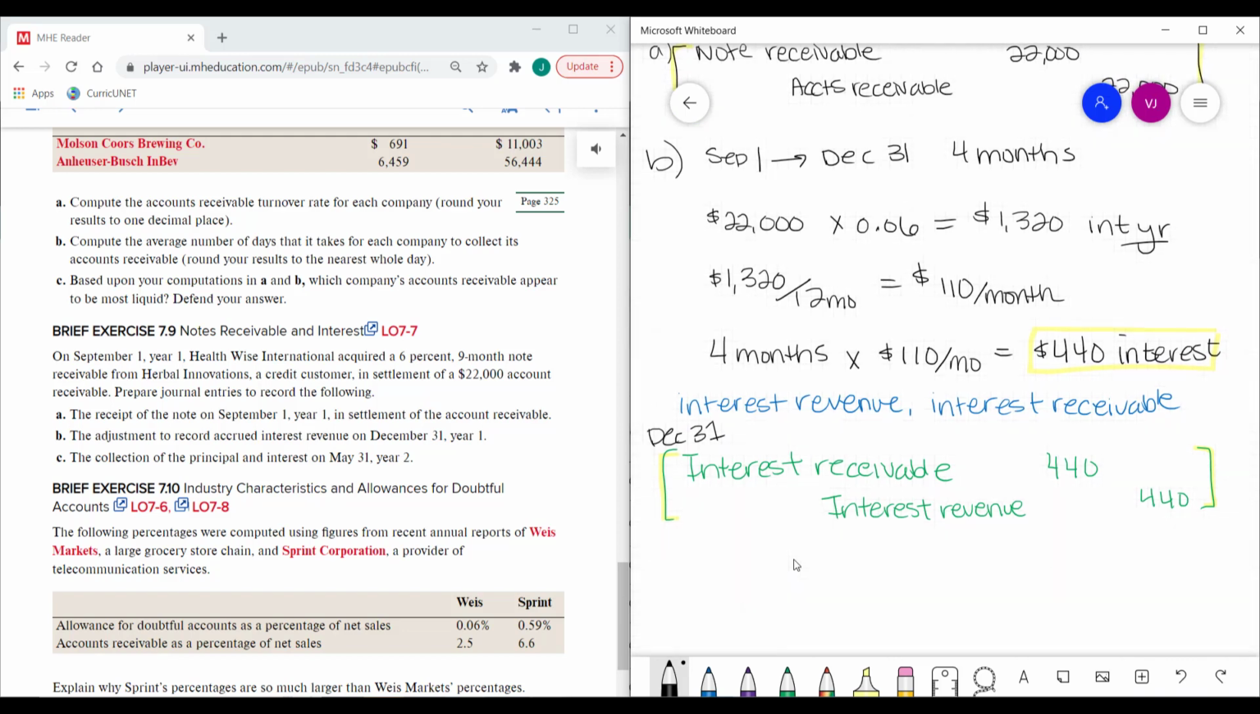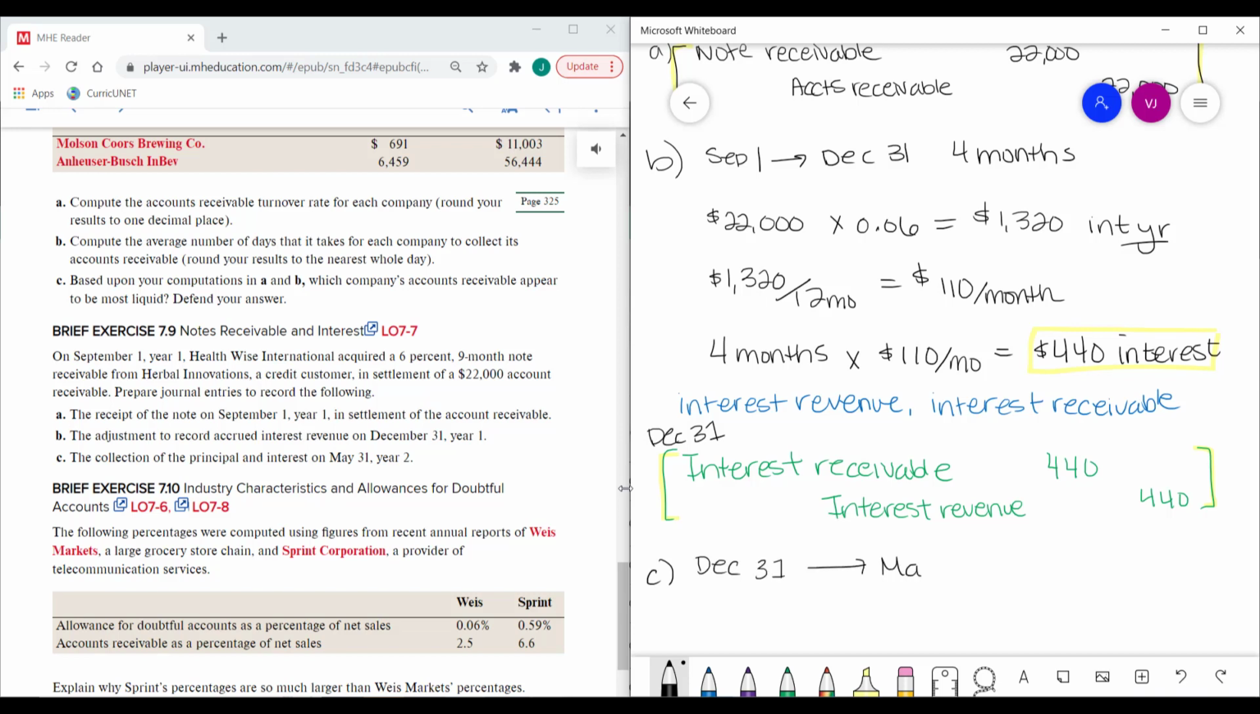So that's totally fine. Now, if the note originated on September 1st, if it's a 9-month note, when's it going to mature? September, October, November, December, January, February, March, April, May. So it's going to mature at the end of May. So it says in C, the collection of the principal, record the collection of the principal and interest on May 31st. Okay, so the last time we recorded anything regarding the note, it was December 31st.